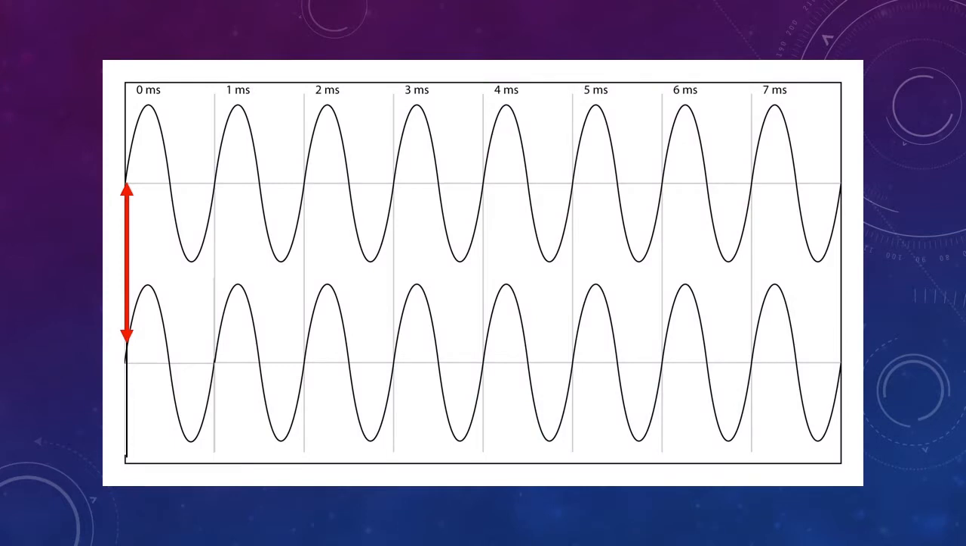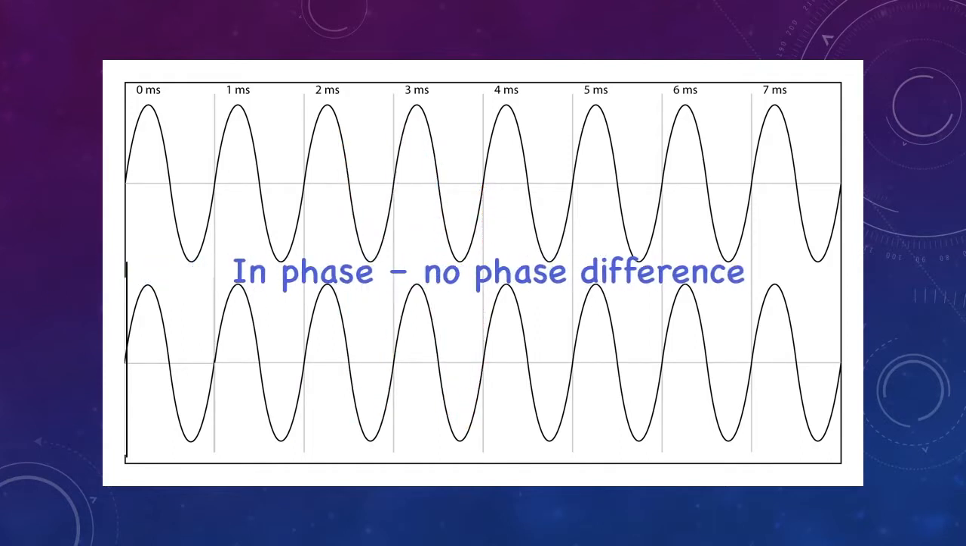For example, here are two sine waves. They both start at the same time, and their amplitudes increase and decrease at the same rate. We can say that these two waves are in phase. They have no phase difference.